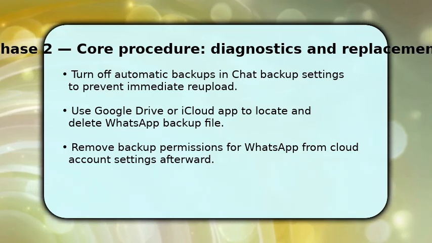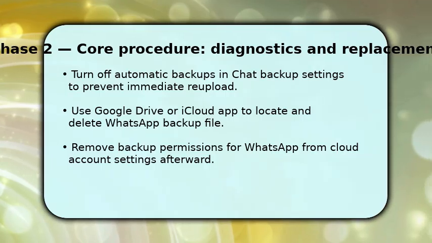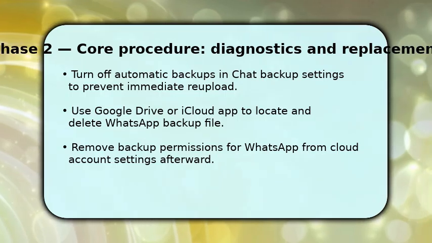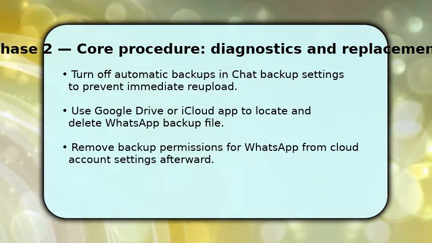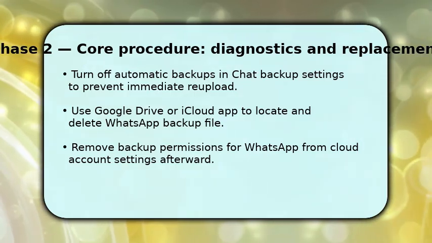Next, open Google Drive or iCloud on your device or desktop, go to Backups or Manage Storage, find the WhatsApp Business Backup entry and delete it. Confirm with your account password if prompted. After removal, go into your cloud account's permissions and revoke WhatsApp access.